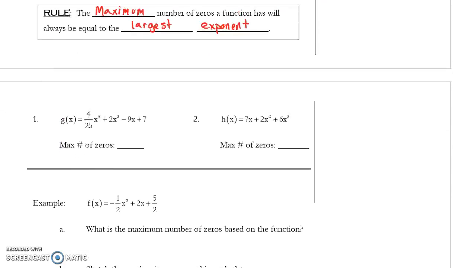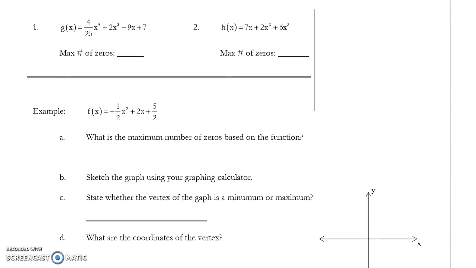So on our next page, go ahead and take a second, press pause, and figure out what is the maximum number of zeros for numbers 1 and 2. That's right, for number 1, it's 5, because 5 is the largest exponent. And for number 2, it's definitely 3. It's not about what exponent comes first, it's not about adding your exponents, it's about the largest value, the largest number for your exponent.